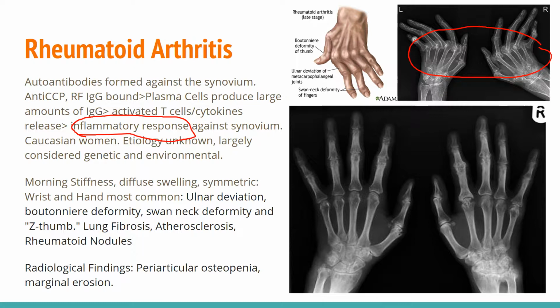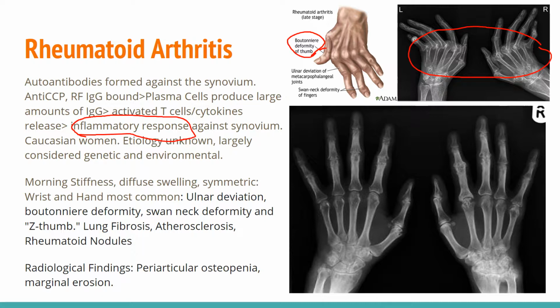The wrist and hand are commonly involved, and you can see ulnar deviation, which can be seen here. You see Boutonniere's deformity here, and that is hyperflexion of the PIP and hyperextension of the DIP joint.